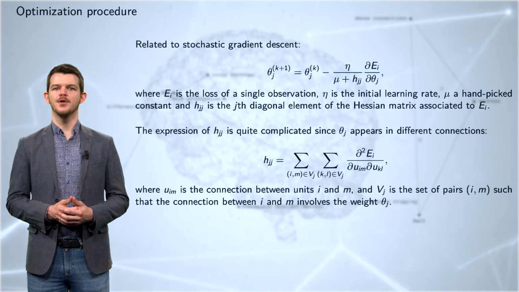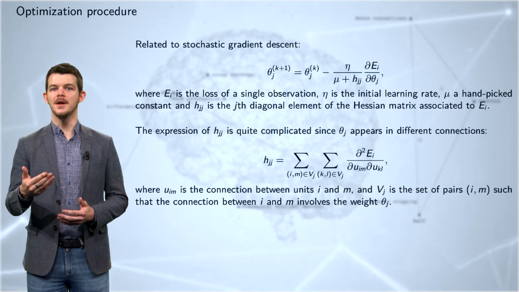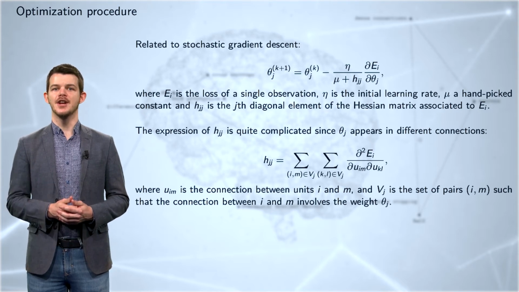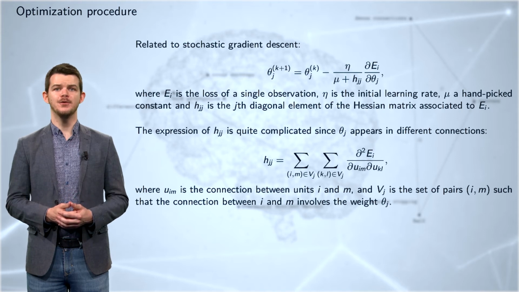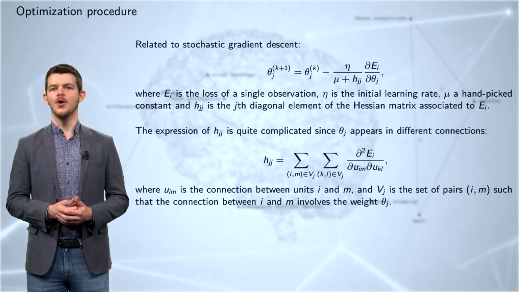Here is the update equation of the optimization procedure, which resembles a gradient descent procedure. Indeed, eta can be seen as a learning rate, mu is a numeric constant used to prevent the denominator from being close to 0, and h_jj is a diagonal element of the Hessian matrix associated to E_i. As we have seen in the optimization course, the matrix H is quite complicated to compute since theta_j appears in different connections because of weight sharing due to convolutional layers. We can still rewrite h_jj in this form, but this quantity is complicated to evaluate correctly.